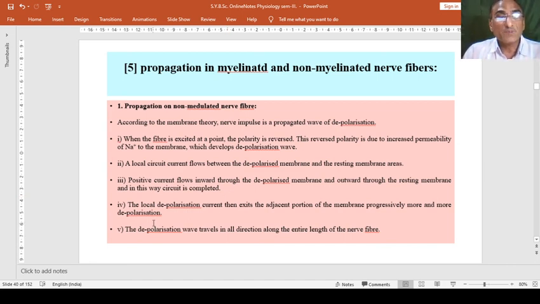The local depolarization current then exits the adjacent portion of the membrane, producing progressively more and more depolarization. Means as the movement of ions goes on, the activity of depolarization is continually going on. The depolarization waves travel in all directions along the entire length of the nerve fiber, and in this way the actual action of depolarization takes place through the axon.